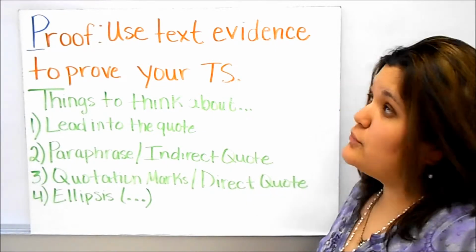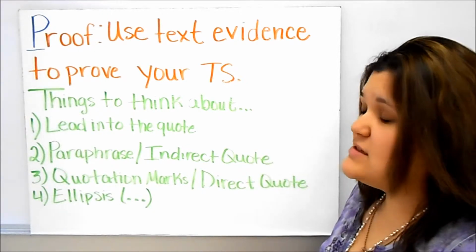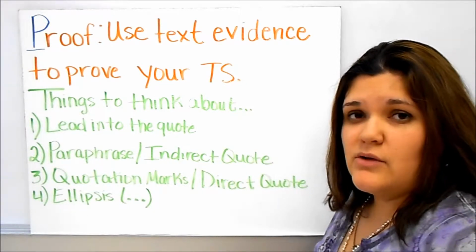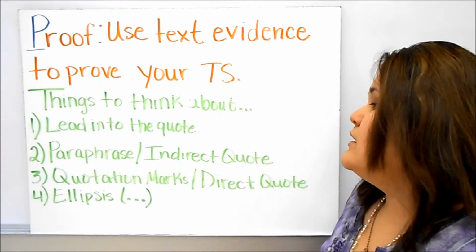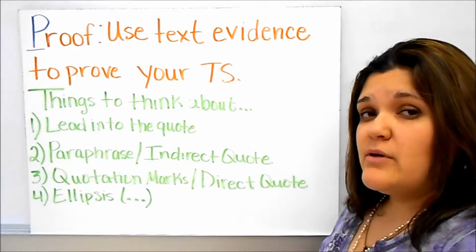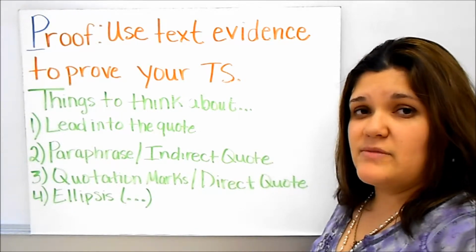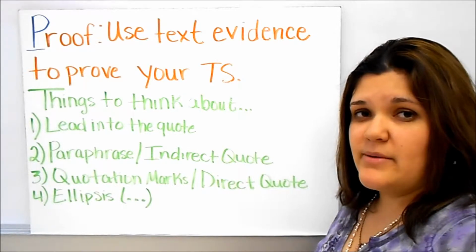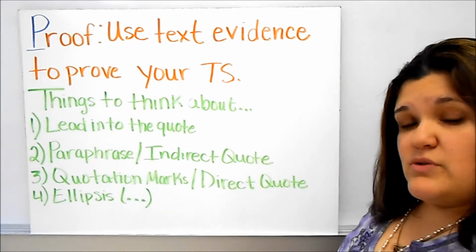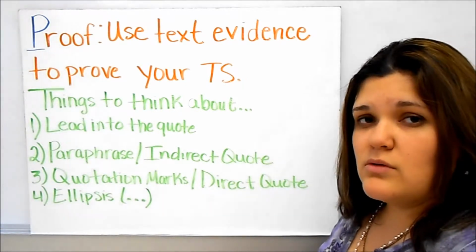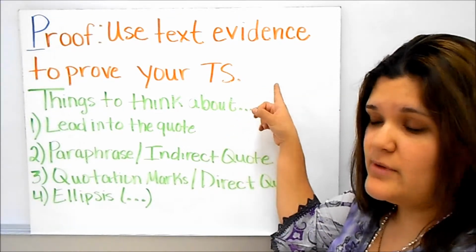Our next step is proof. Use text evidence to prove your thesis statement. Things to think about. Lead into the quote. For more information on how to lead into the quote, please see the comments below this video. Next, paraphrase. Paraphrase is also known as an indirect quote. That's where you take something from the text and you use your own words to describe it. 3, a direct quote. That's when you use quotation marks to lift whole pieces or parts of the text to fulfill this requirement.